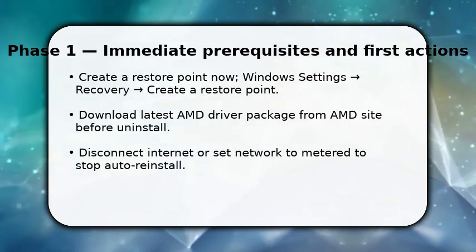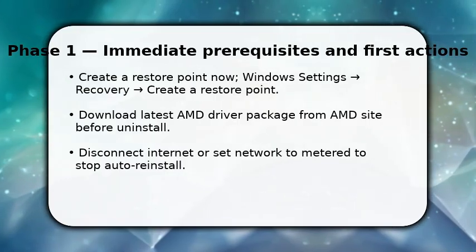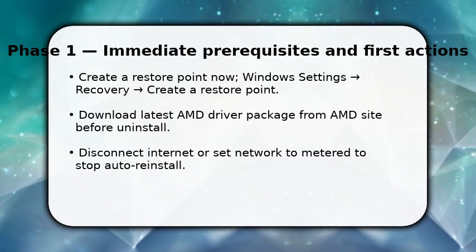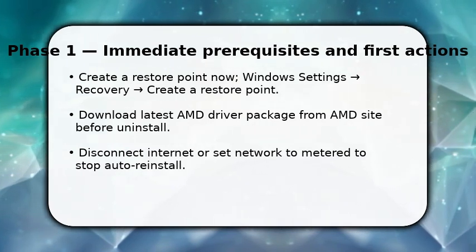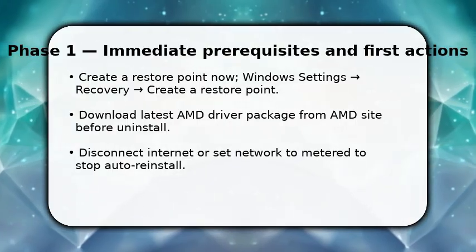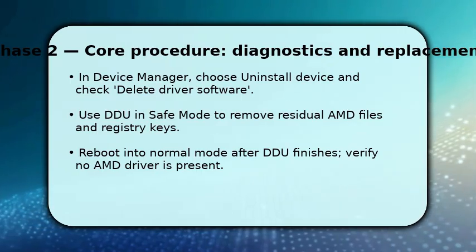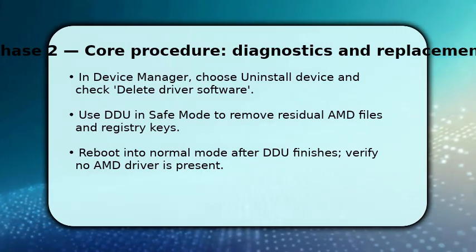Then open Device Manager, find Display Adapters, and right-click the AMD adapter. Select Properties to check the driver version so you know what to replace. You now uninstall the faulty driver. In Device Manager, choose Uninstall Device and make sure to check Delete Driver Software for this device. That removes the immediate package.